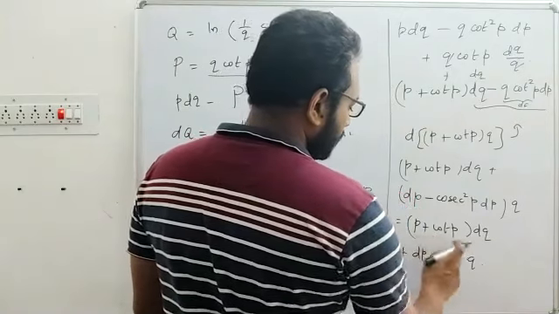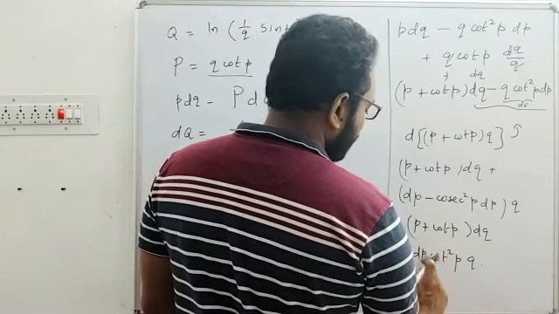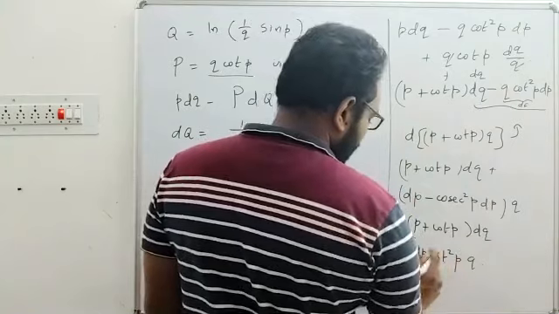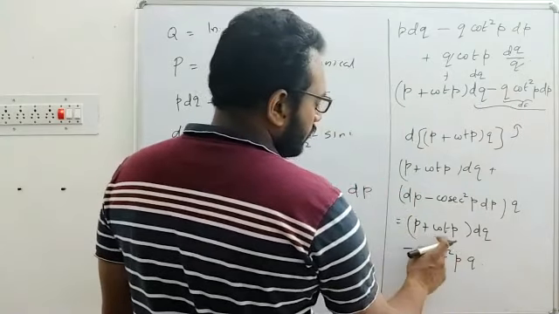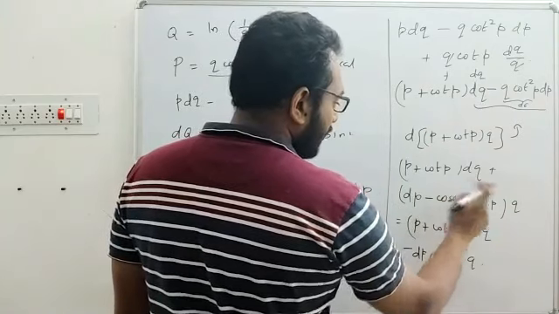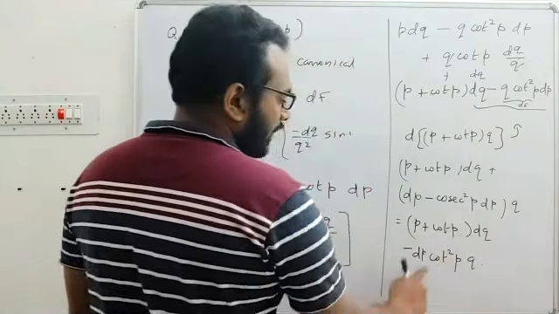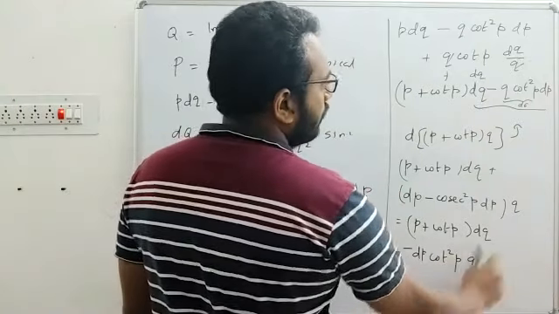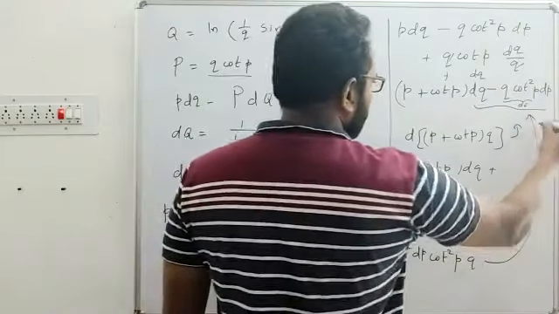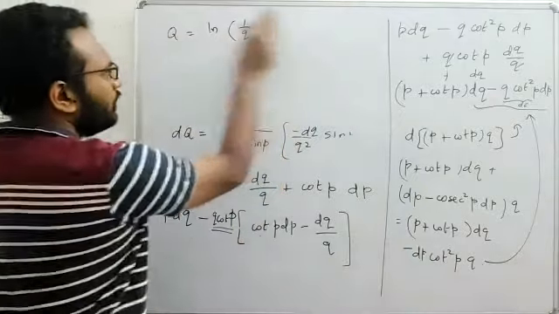Sorry, 1 plus cot square p is cosecant square p. So you take dp outside, and 1 minus cosecant square p is minus cot square p. So you get minus dp cot square p q. So we have got back this term. We saw that this can now be written as a perfect differential.